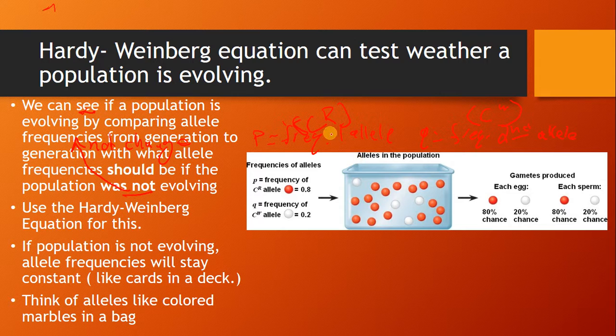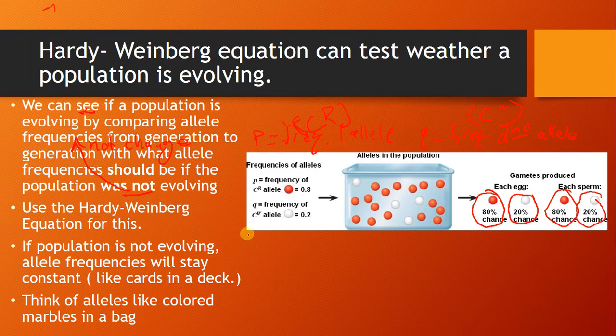Alright, so we think of our gene pool as like a giant bag or a giant pool, and we're going to pretend like we're picking these alleles out at random. Each generation we pick the alleles from the previous one out at random. So each egg cell has an 80% chance of being red and a 20% chance of being white. And each sperm cell has an 80% chance of red and a 20% chance of white.